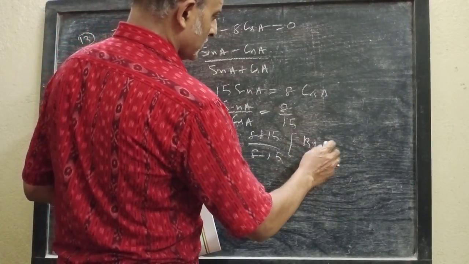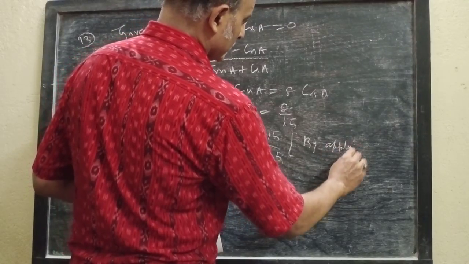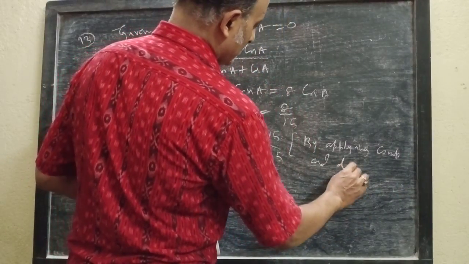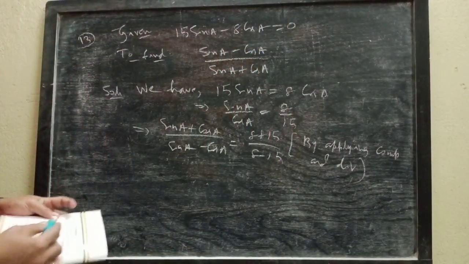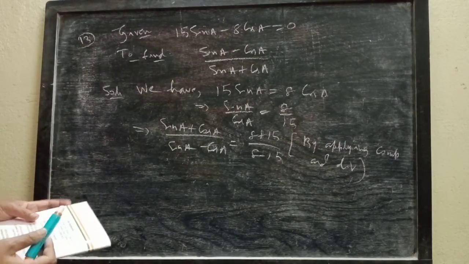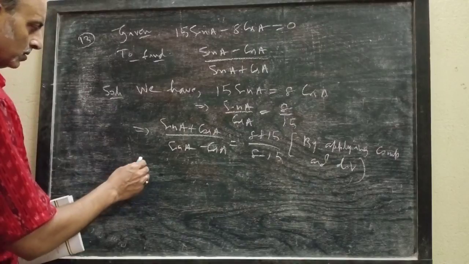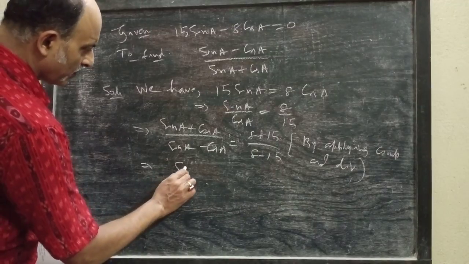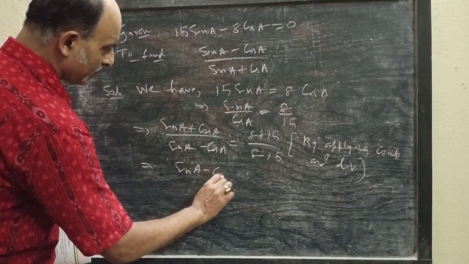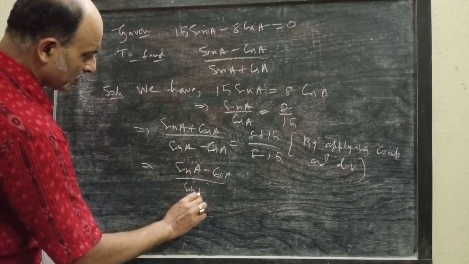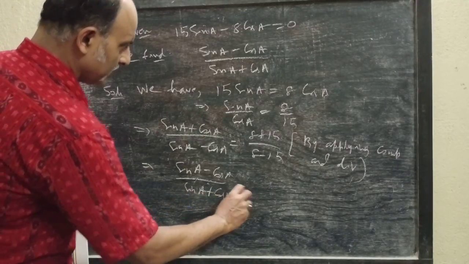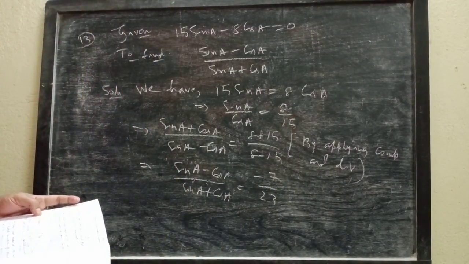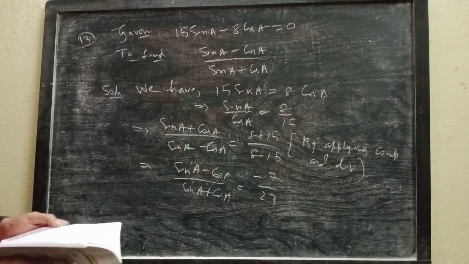You have to write this by applying componendo and dividendo rule. Now apply the invertendo rule because minus is in the numerator. So applying invertendo rule, you get sin A minus cos A by sin A plus cos A. This becomes minus 7 by 23. This will be your answer. Next question.